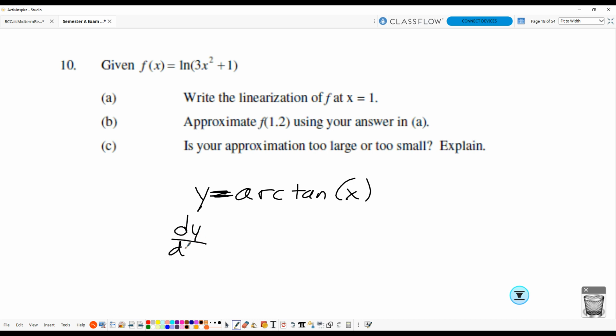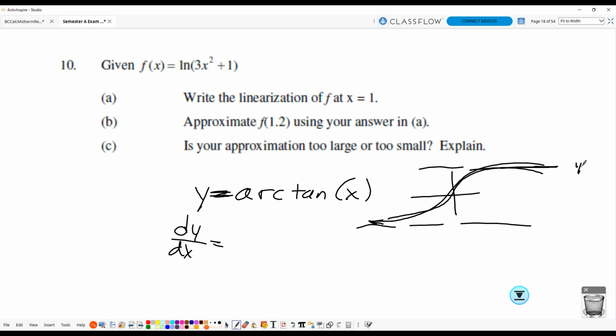I have warned you guys that the AP exam is obsessed with tangent and arctangent because the graph of arctangent has this cool thing that it has two naturally occurring horizontal asymptotes, which are just crazy. And what is the derivative of arctangent? 1/1 plus x squared times dx.